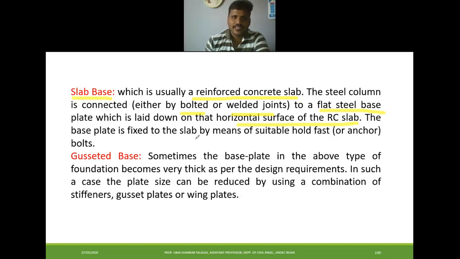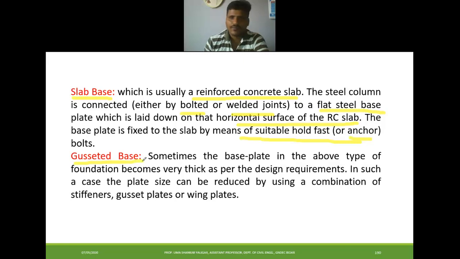The base plate is fixed to the slab by means of suitable hold fast or anchor bolts. Normally the bottom RCC slab is supported by a steel plate, and that steel plate is supported by your column. The connection between the RC slab and the steel plate is made by providing anchor bolts. We will see the pictorial view of this slab base in the coming slide.